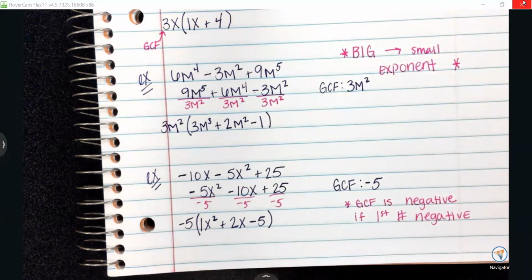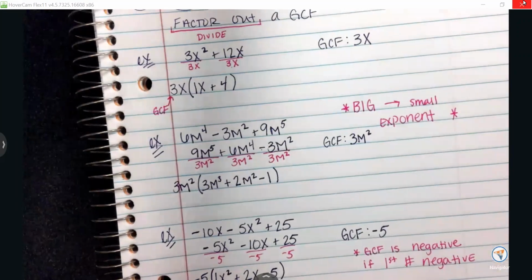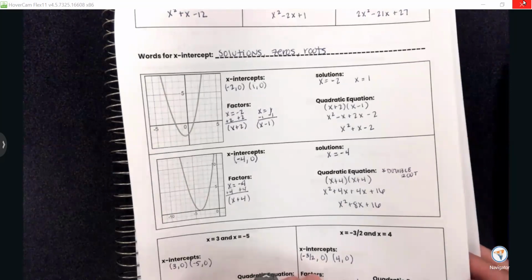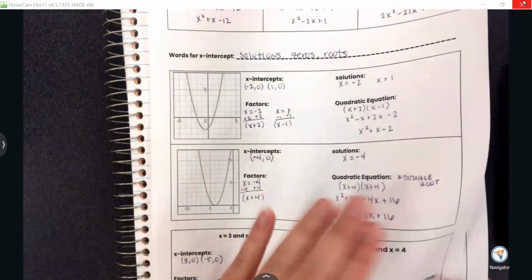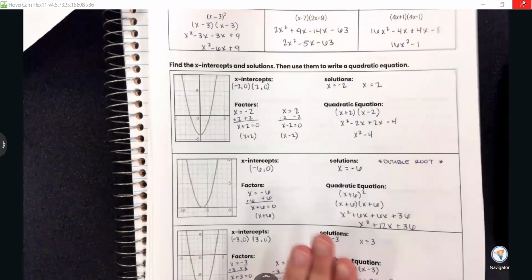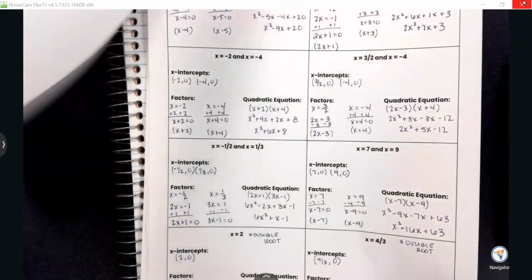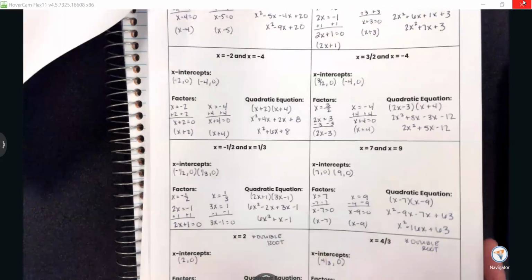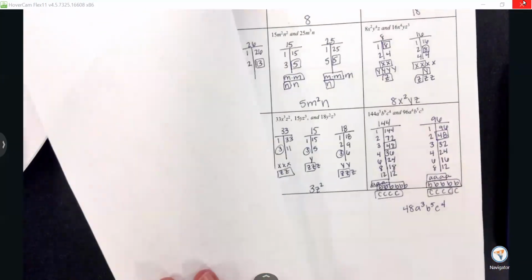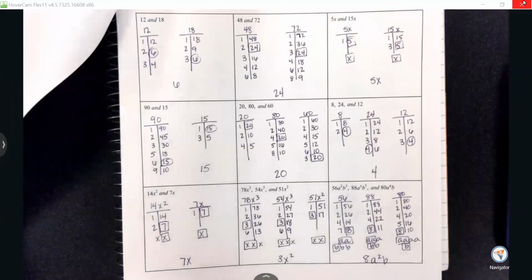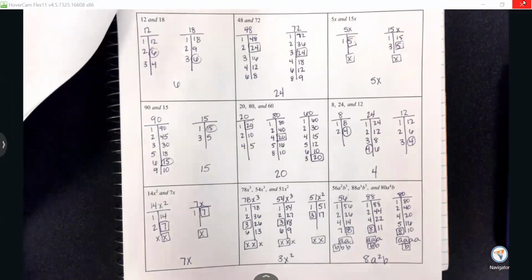So in your packet, you should already have a lot of these papers done. We have already done our graphs. These should be finished. If not, you are now very far behind. You should have graphs and solutions all done. Excuse me. Yesterday we worked on tables. If you didn't finish tables, I would maybe go do a few of those.